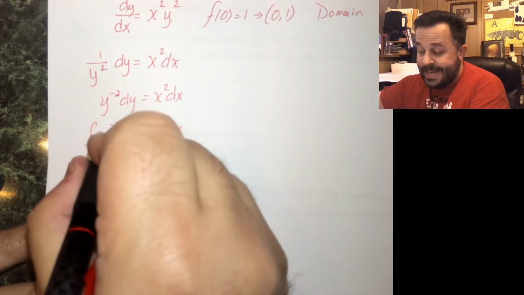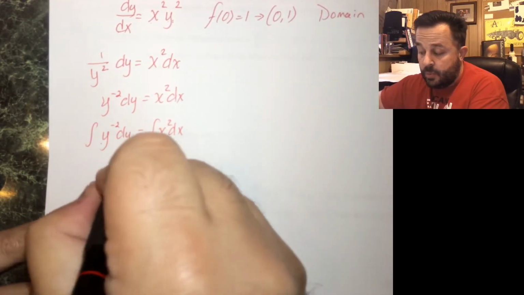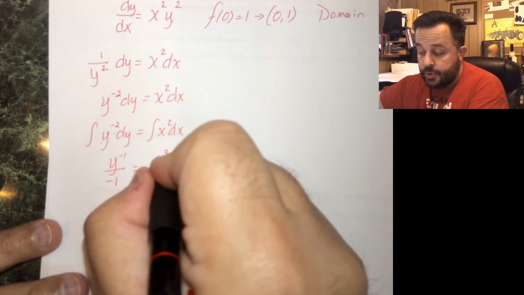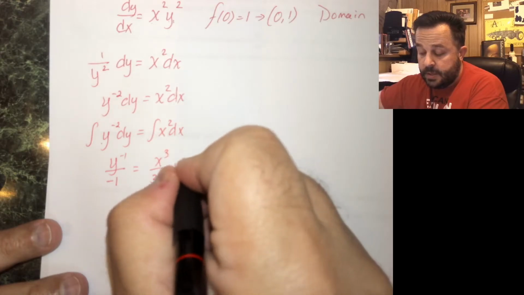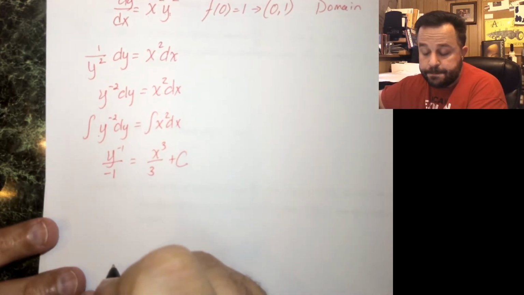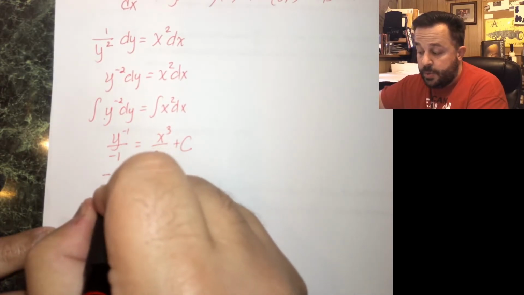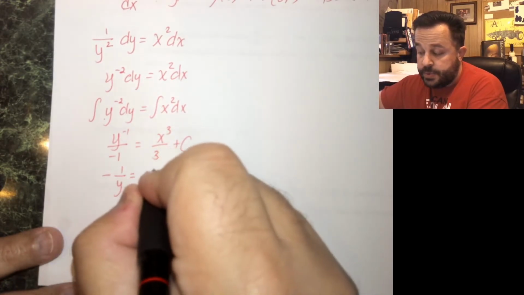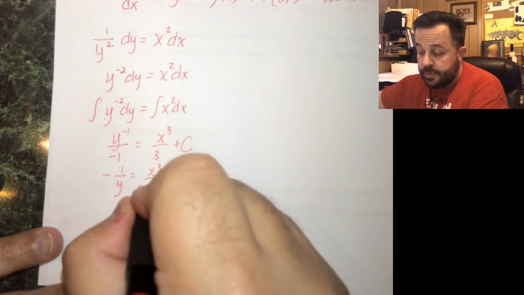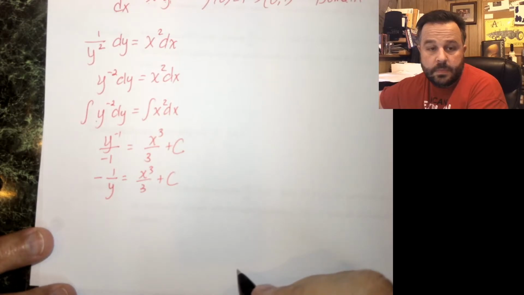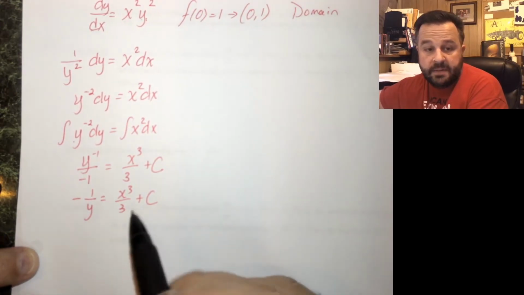So I get y to the negative 1 over negative 1 equals x cubed over 3 plus c. So simplifying this, I get negative 1 over y is equal to x cubed over 3 plus c. At this point in time, we're going to go ahead and find our c value.